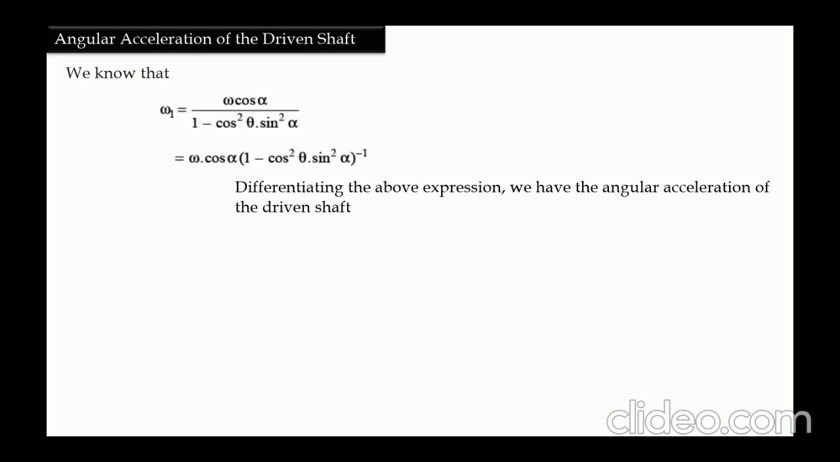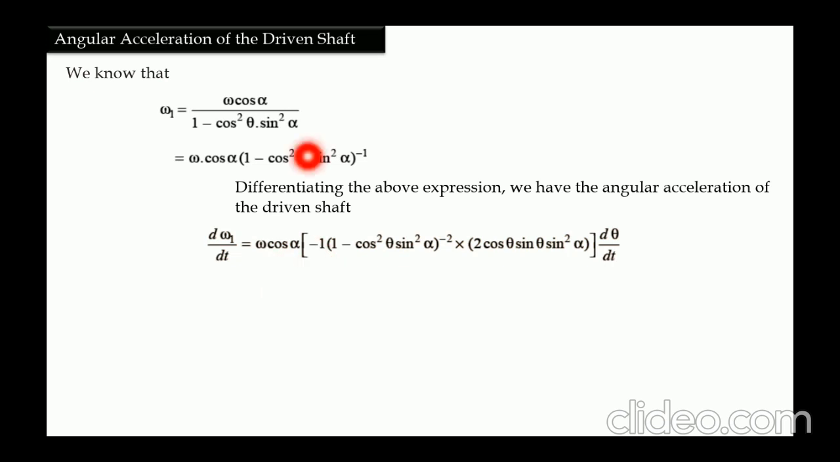Now next, if I want to find out the angular acceleration of driven shaft, we know that omega 1, that is the angular velocity of driven shaft, is omega cos alpha divided by 1 minus cos square theta into sin square alpha, which further can be written as omega into cos alpha in bracket 1 minus cos square theta into sin square alpha raised to minus 1. Now if I differentiate the above equation, because it's an angular velocity, we'll get the angular acceleration of driven shaft. On differentiation of omega 1 with respect to time, we'll get the following equation, that is omega cos alpha, which is constant.